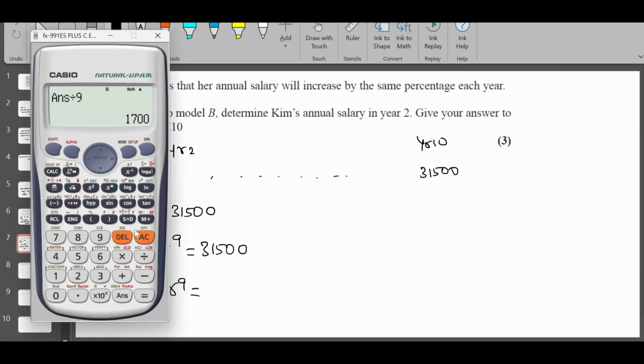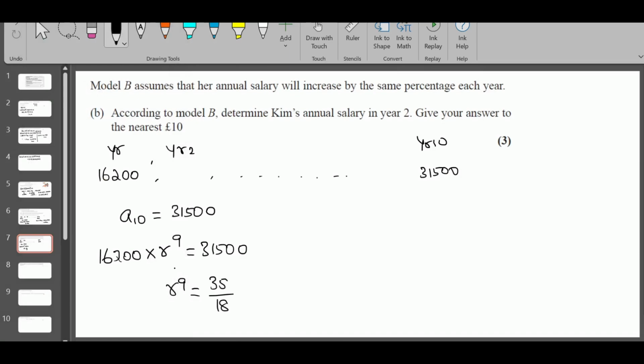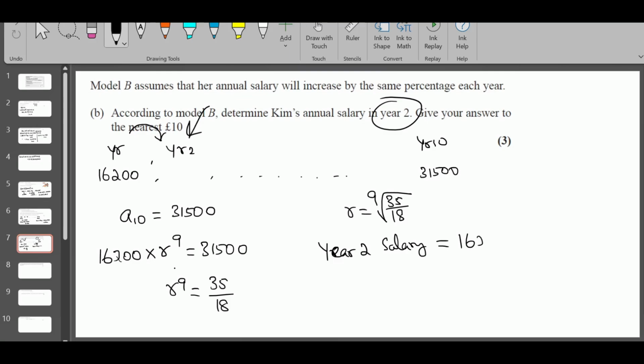r to the power 9 is 31,500 divided by 16,200. 35 over 18, so r is equal to the 9th root of 35 over 18. We're not interested in the value of r. We need the annual salary in year 2. That's the second term. So first term times r. So year 2 salary is the first year salary times r, the 9th root of this.